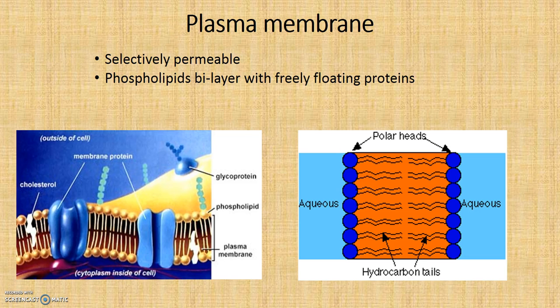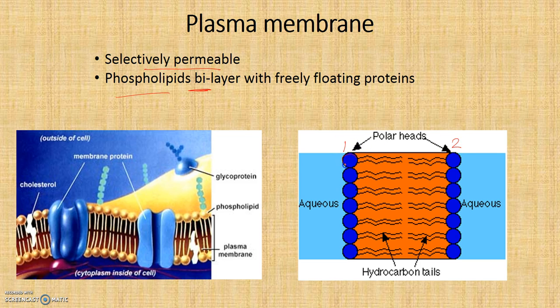The cell membrane, or the plasma membrane, we've already talked about this, is selectively permeable. Why is it selectively permeable? We'll talk about it later. It is made up of two layers of phospholipids. Here are the two layers, 1 and 2.